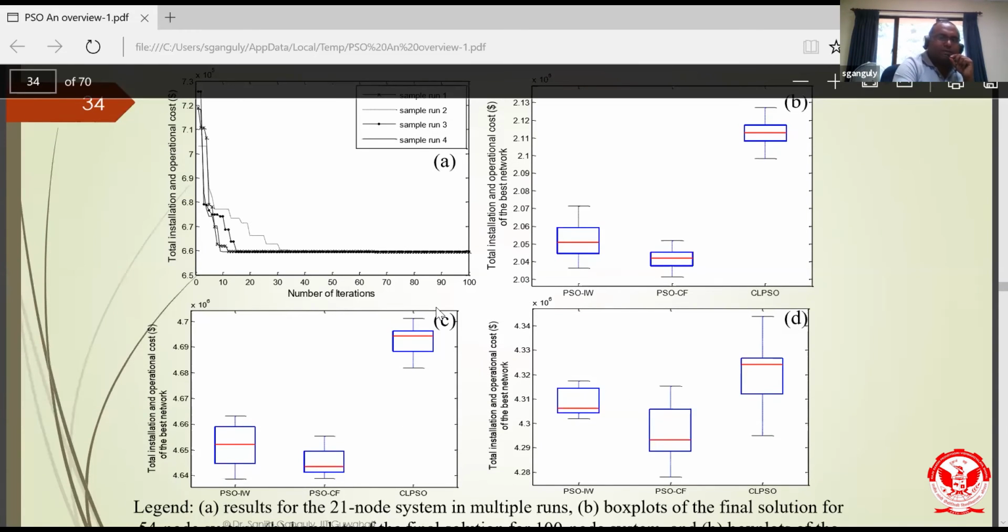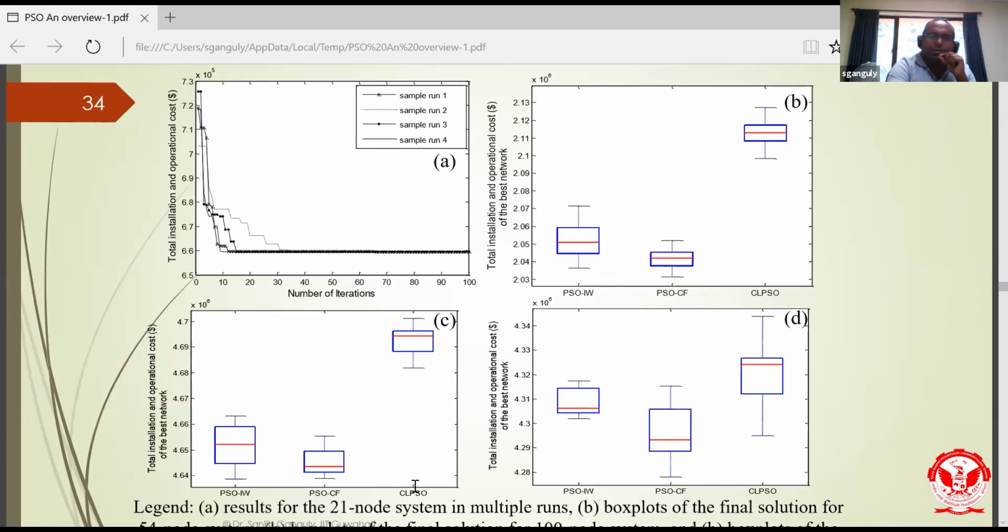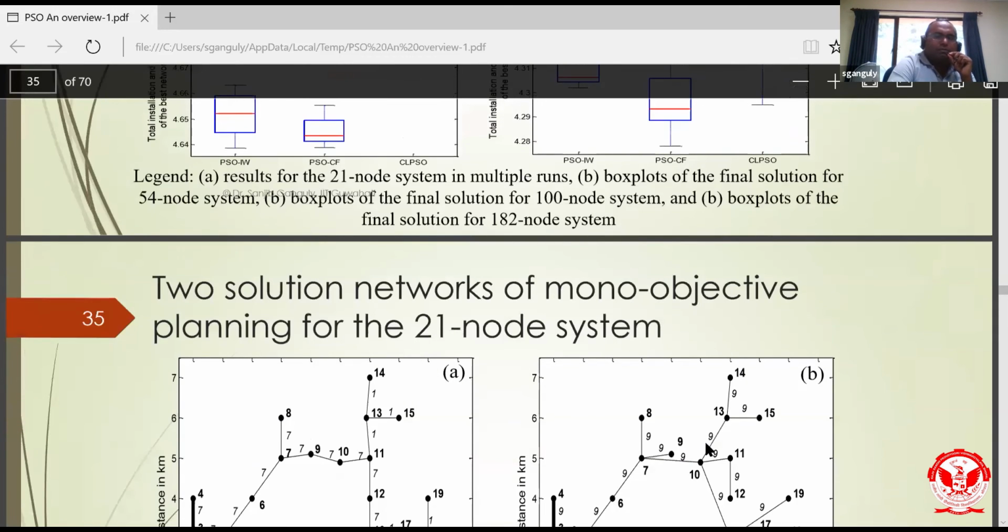So I also got multiple solutions for these three different PSO variants. Then I plotted the final solutions with a box plot, and this gives you the relative performance. According to this box plot, you can see that PSO-CF, the constriction factor variant, has a somewhat better median value. If you know the box plot, this red colored line represents the median, so it has the least median value. That means it has better performance. And this is the solution that we got.